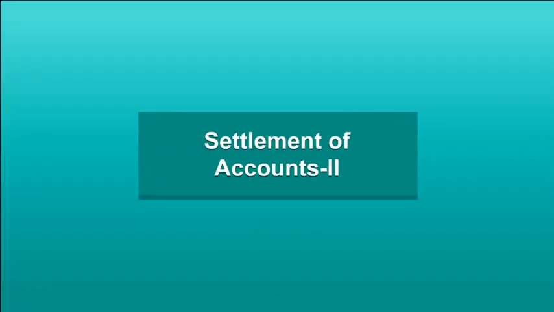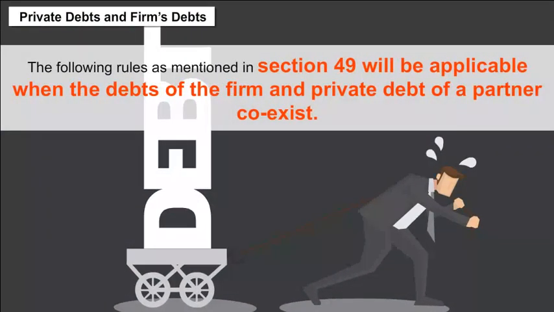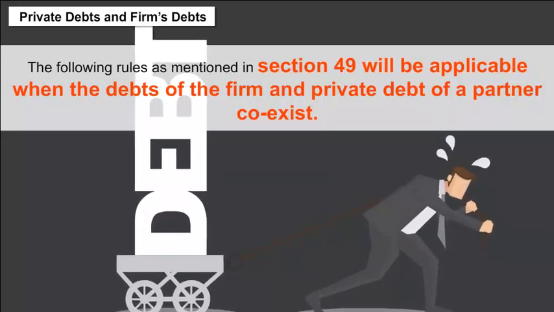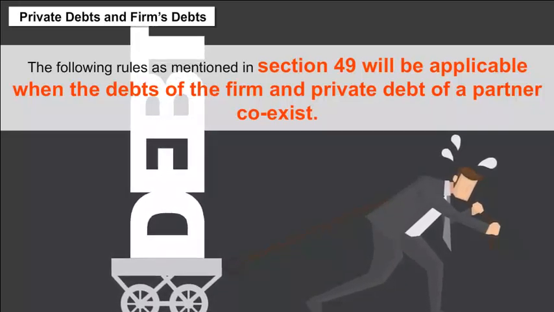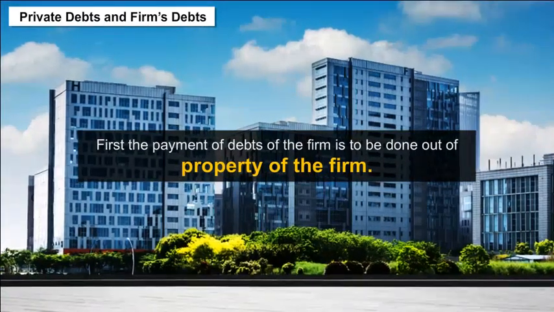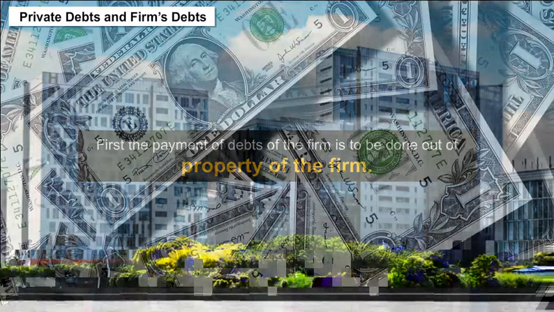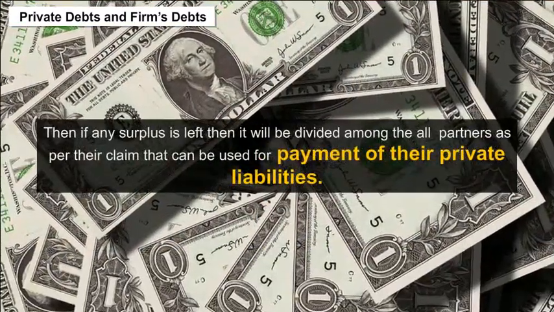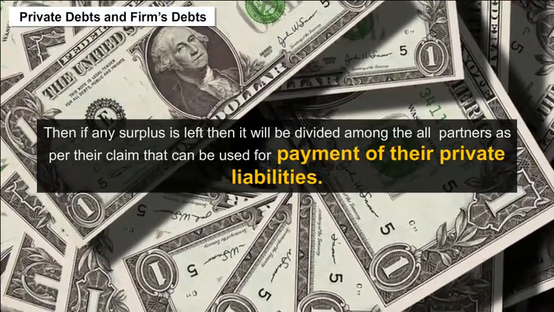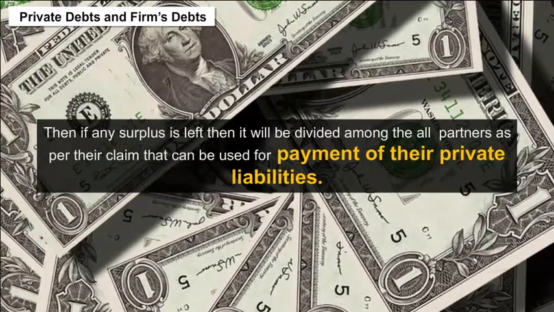Settlement of accounts 2. Private debts and firm debts. The following rules as mentioned in Section 49 will be applicable when the debts of the firm and private debts of a partner coexist. First, the payment of debts of the firm is to be done out of the property of the firm. Then, if any surplus is left, it will be divided among all partners as per their claim, and that can be used for payment of their private liabilities.